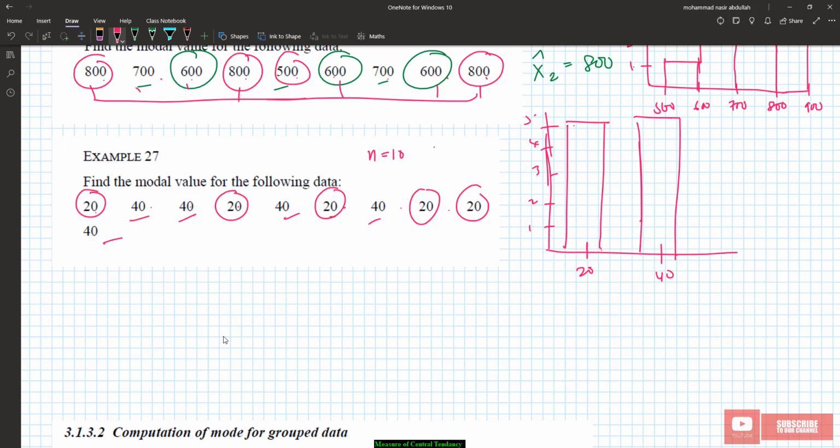So this means we don't have any value that is lower than the others. So it means that there are no modes. There is no value that appears the most. They are equally frequent. So it means that the mode does not exist.